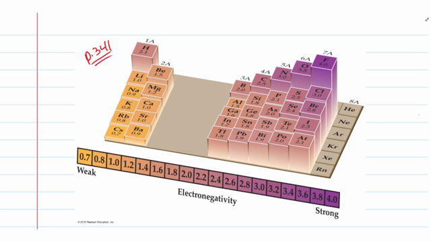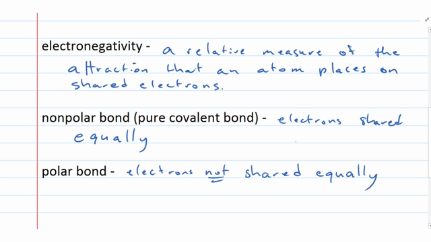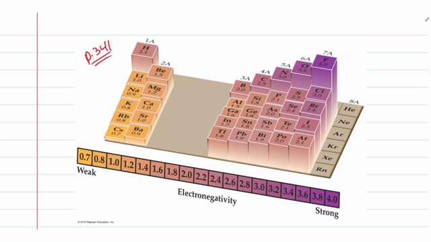In fact, these don't have electronegativity values because, of course, if we go back to how we defined electronegativity, we defined it as being a relative measure of the attraction an atom places on shared electrons. What is it that these elements don't do right here? They don't share. Yeah, they don't share and they don't transfer. They don't do anything. They don't form bonds with other elements.